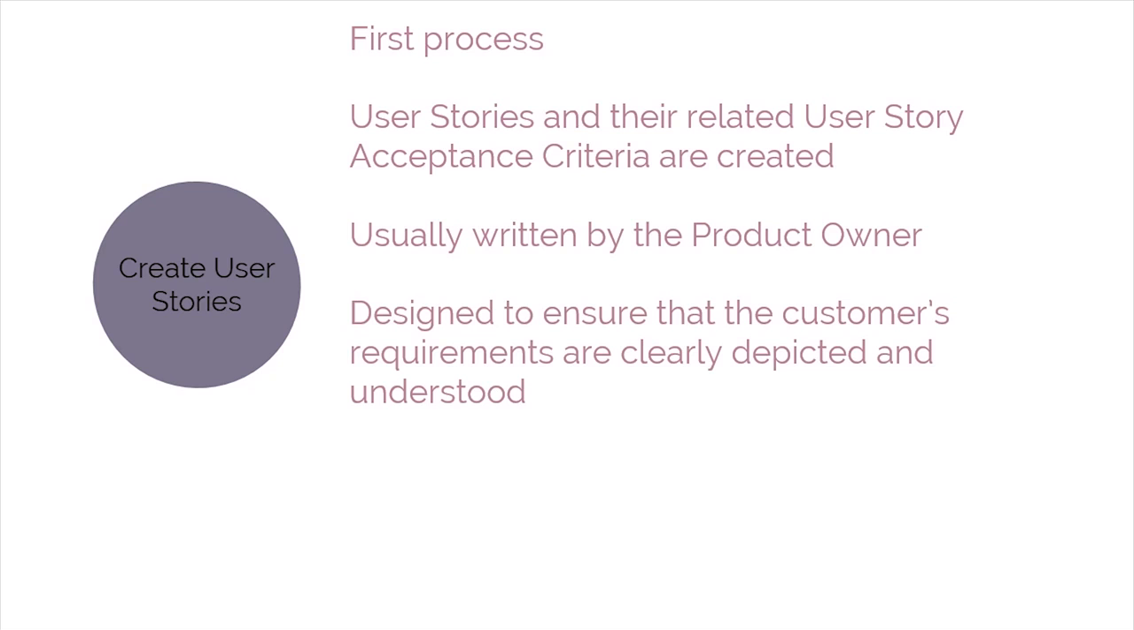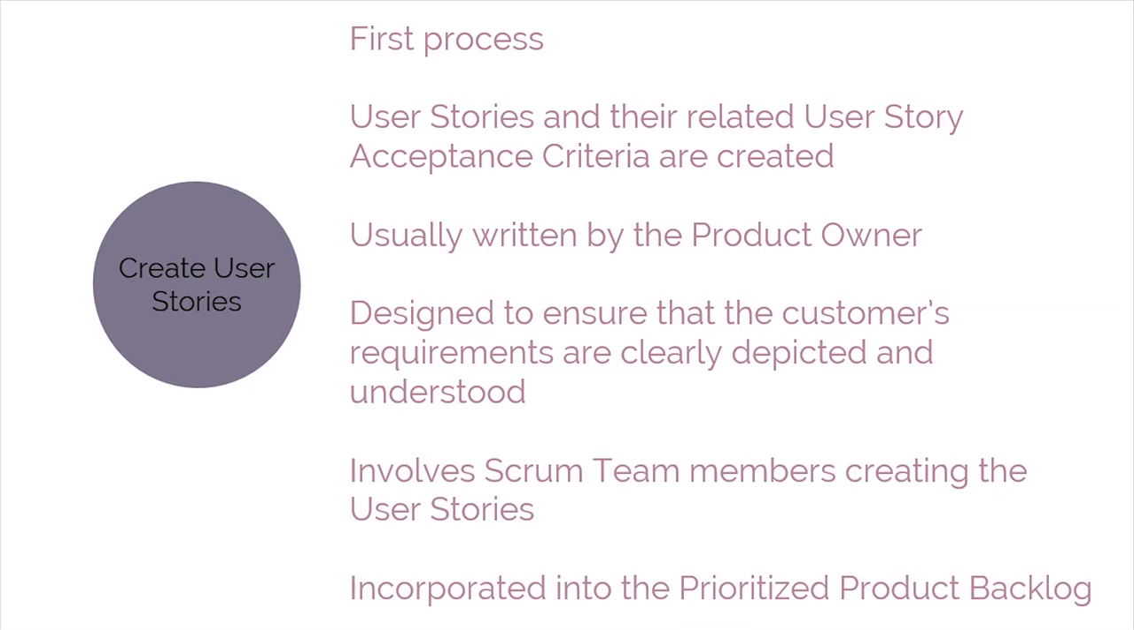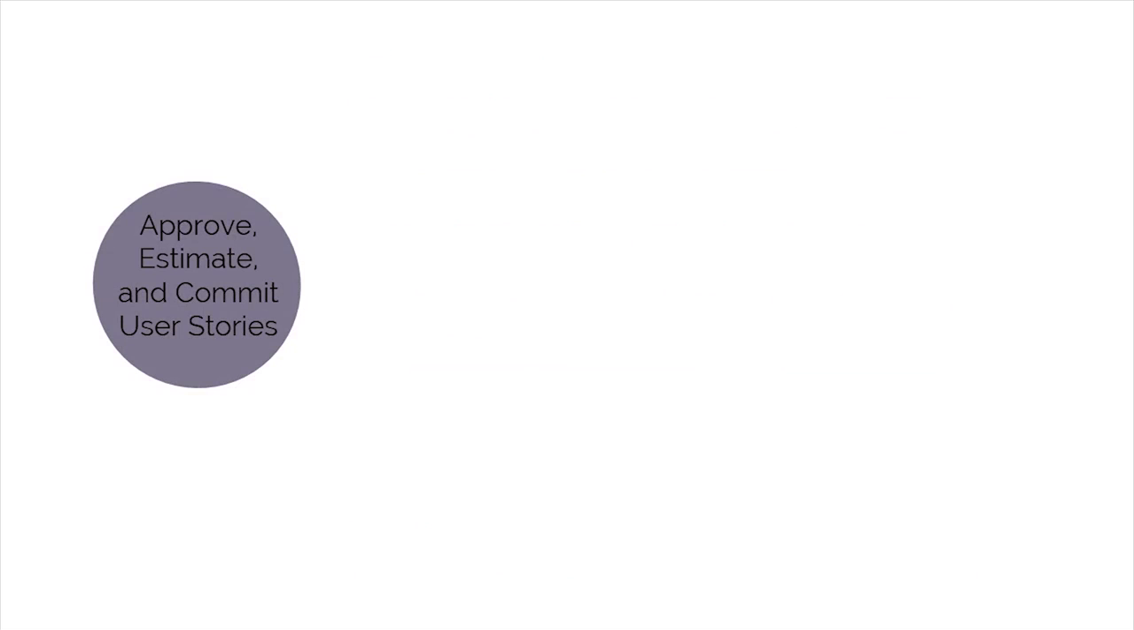User story writing exercises may be held. This involves Scrum team members creating the user stories. User stories are incorporated into the prioritized product backlog. Approve, estimate, and commit user stories is the next process.